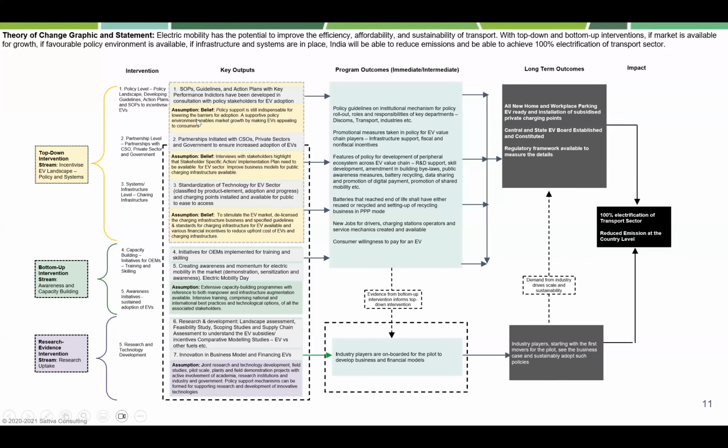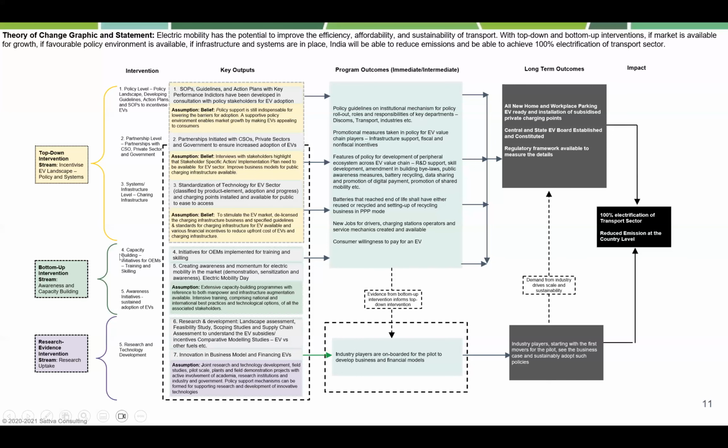A supportive policy environment enables market growth by making electric vehicles appealing to consumers. This is my assumption, because for any program in electric vehicles or anything, policy support is required. And if I have that, maybe that actually helps me put the SOPs and guidelines and action plans in place.